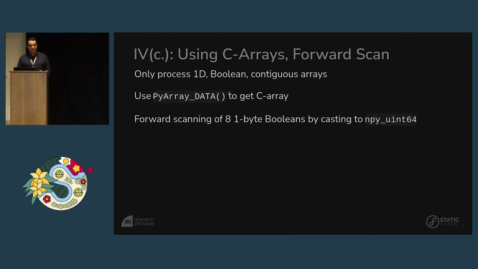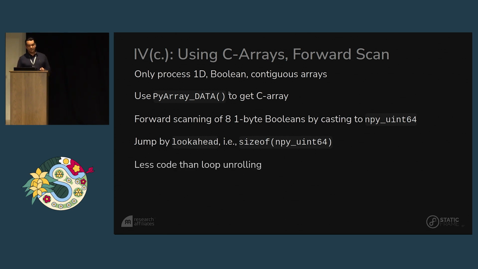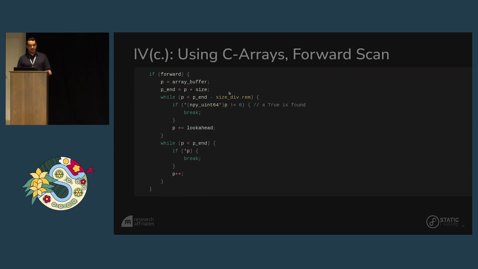We're going to do the same thing. We're going to do forward scanning of 8 one-byte booleans by casting to a uint64. And then we're going to jump ahead in units the size of NPY uint64. This gives us less code and actually better performance.